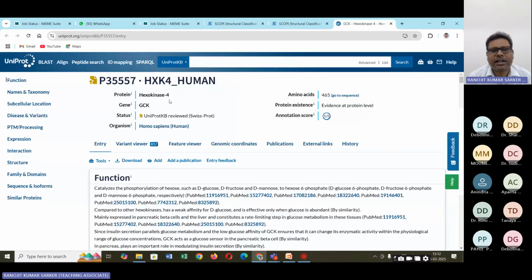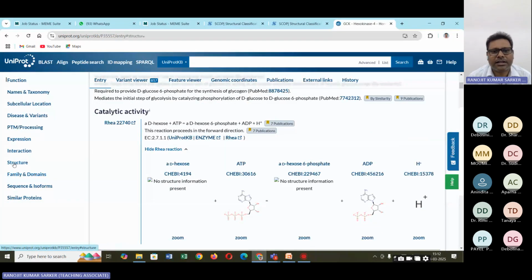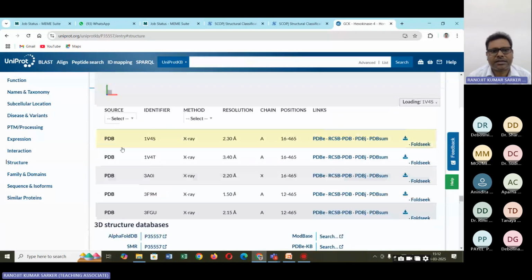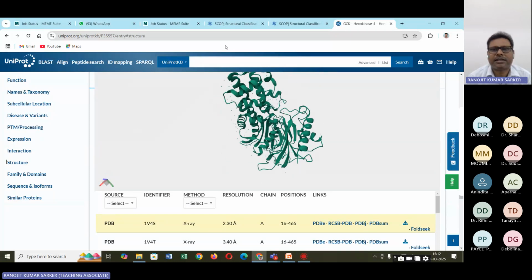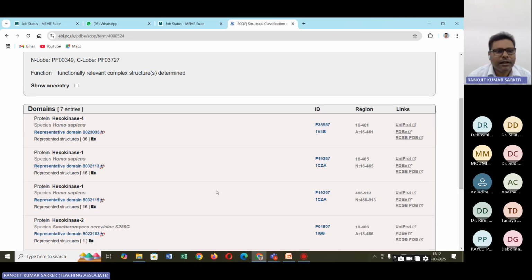So this is the human hexokinase. This is the length of the amino acid sequence; just yesterday we discussed this. This is the annotation code. This is the function of this protein. These are the structures, the PDB structures, the available structures. We discussed this yesterday, so we will not go into the details of this one. From here we can get this one.